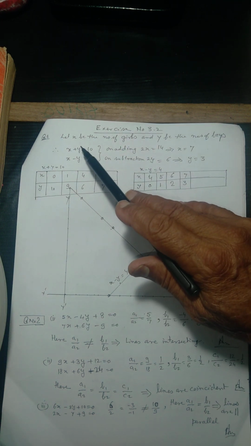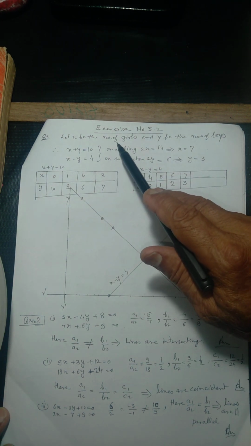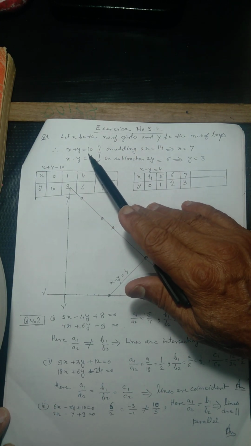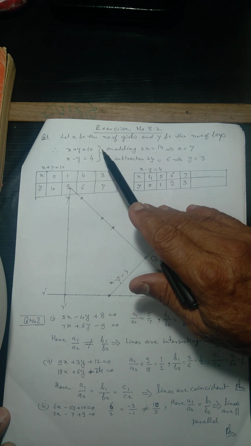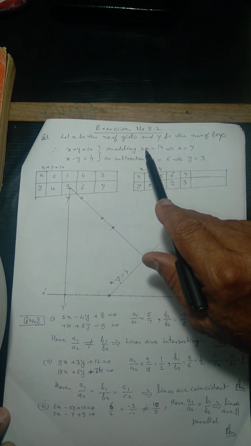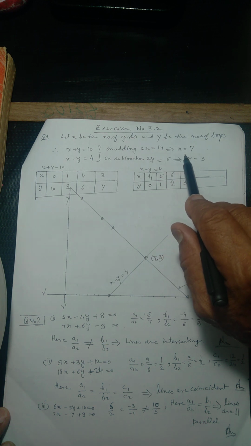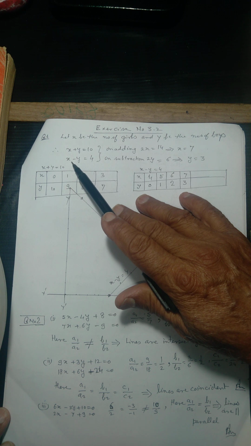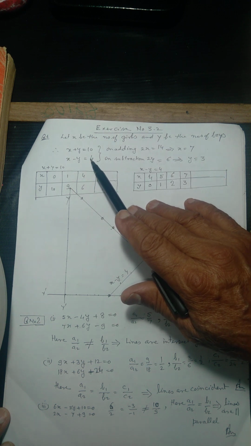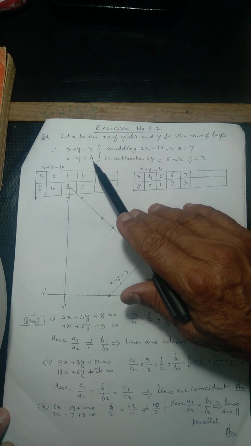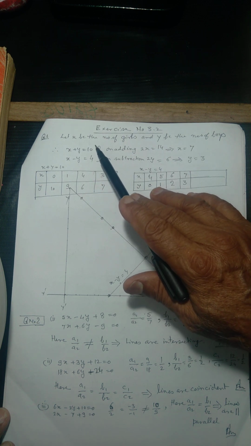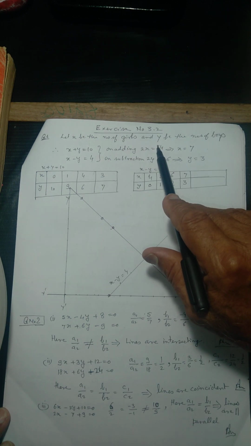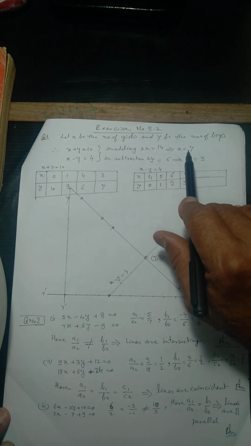Here let us take x to be the number of girls and y the number of boys. So x plus y is equal to 10. The second equation, x minus y is equal to 4, is given already. Now adding these two equations, we get 2x is equal to 14, so x is equal to 7.